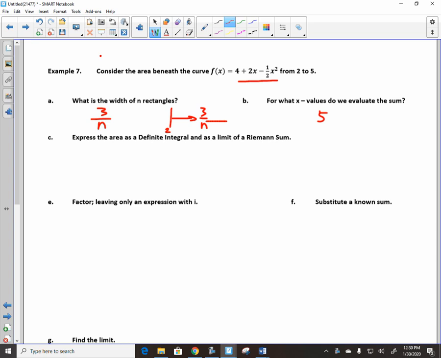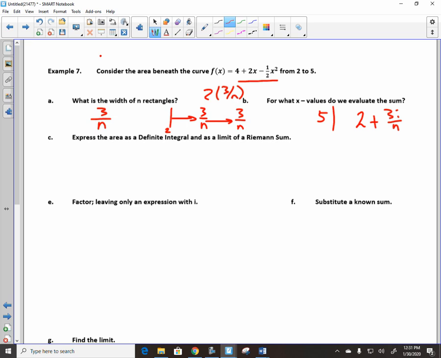And then you'd move over again, a second width. You'd move over a total of 3 over n again, which is 2 times 3 over n, right? But you have to add 2 to each of those, don't you? So where do you evaluate the sum for what x values? We evaluate the x values at 2 plus 3i over n. That's why we have the 2 plus, because we don't start at 0. So i just represents which rectangle we're adding up, and we go there.